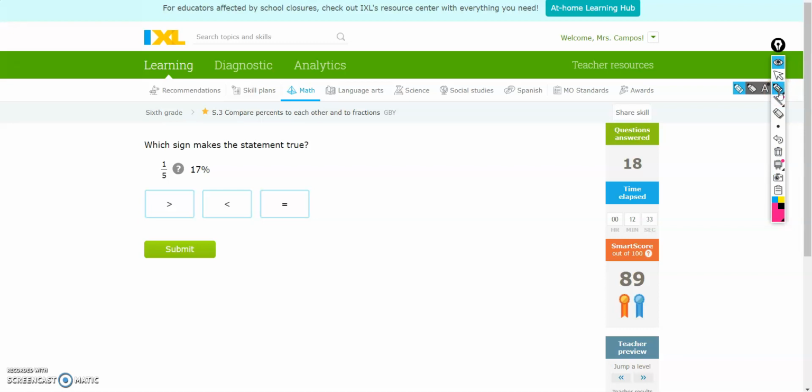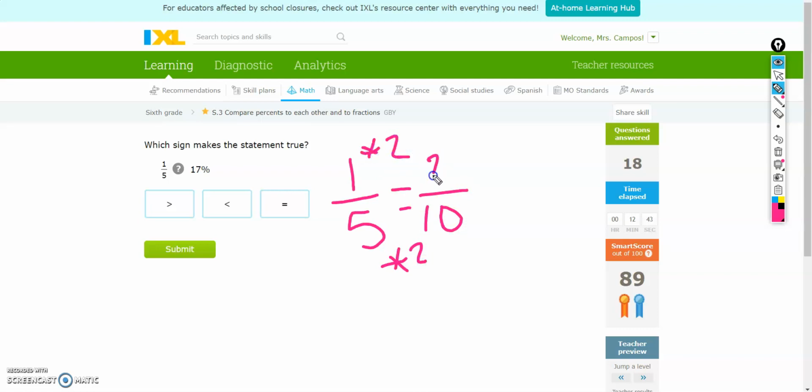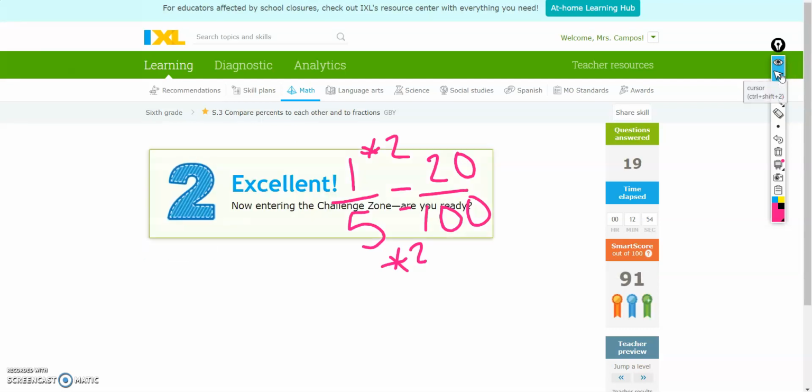Alright, we have 1/5. Well, we know we've been multiplying by 2. So we're going to multiply by 2. Add that 0. So 20% is greater than 17%.